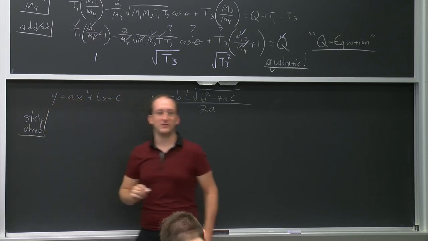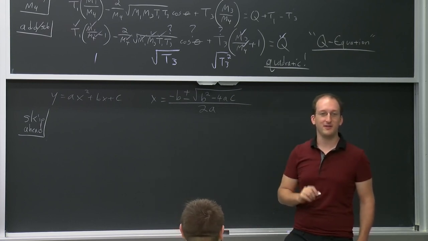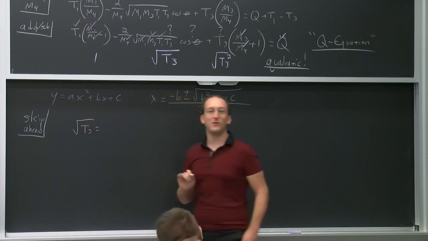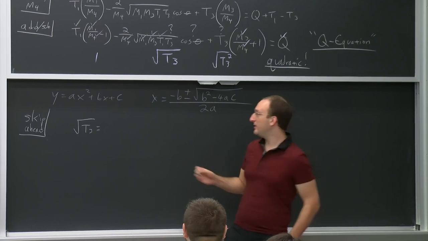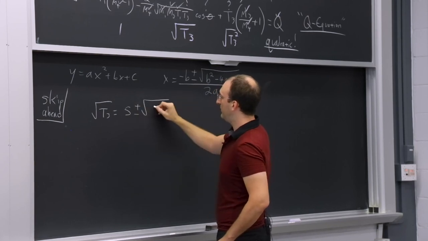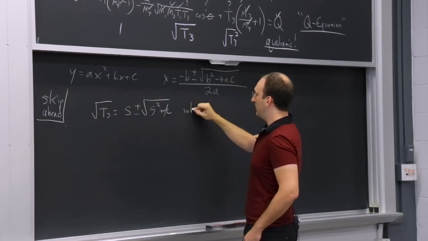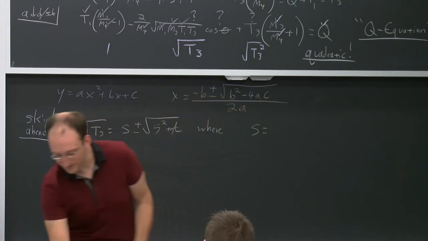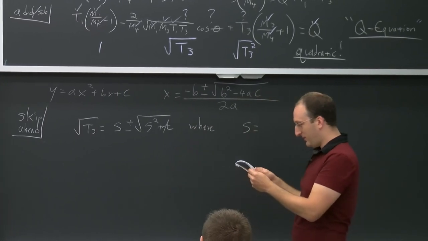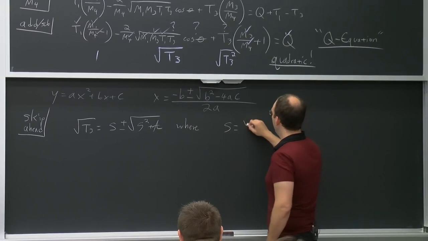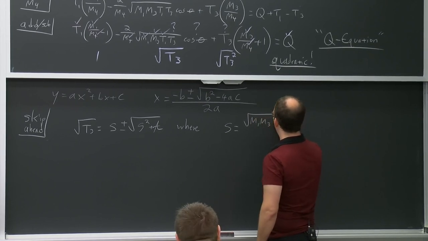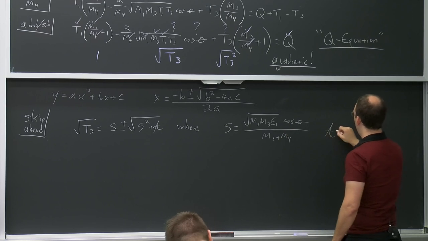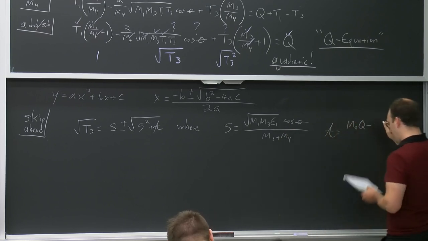This is when I'd normally say it's an exercise to the reader, but no, it's not the phrase I like to use. It's boring, and I can just tell you guys what it ends up as. It ends up with root T3 equals, and this is the one time I am going to define new symbols because it's just easier to parse. Ends up being, we'll call it S plus or minus root S squared plus T, where S, see if I can remember this without looking it up. No, I have to look at my notes. Don't want to get it wrong and have you all write it down incorrectly because of me. There we go. The remaining stuff in the square root, S equals root of M1 M3 T1 cosine theta over M3 plus M4, and T equals M4 Q. Is it a minus? It is a plus.